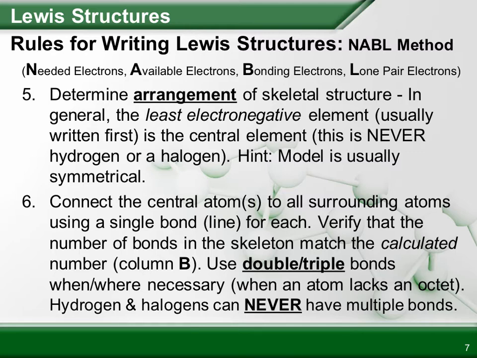Then we need to verify that the number of bonds in that skeleton match the calculated number from B. If, for instance, it said we needed 4, but we only drew 3 to connect, then we need to add another bond, a double bond, in our Lewis structure. So we'll use double and triple bonds when and where necessary. And then again, halogens and hydrogen can never have more than one bond.